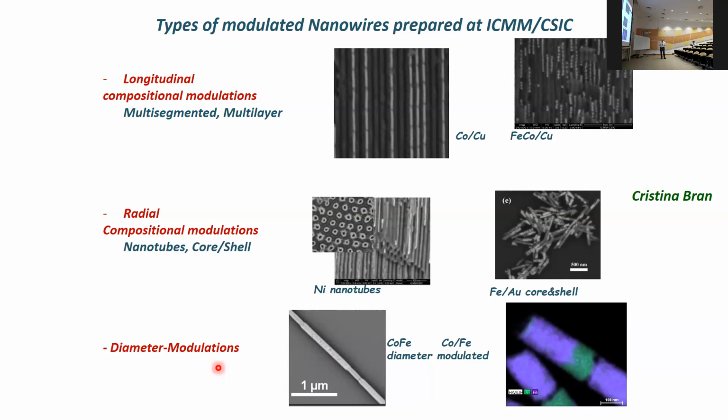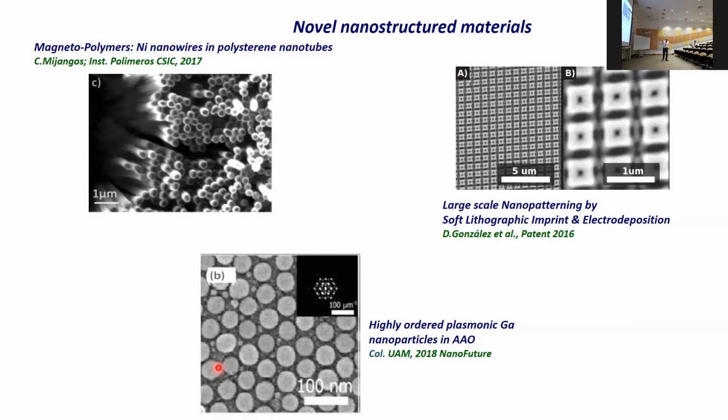Also, this electrochemical route has been used in collaboration with different groups to fabricate, for example, magnetopolymers. This is an example where we have nickel nanowires in polystyrene nanotubes. Also, we have been able to fabricate large-scale nanopatterned structures by soft lithography imprint plus electrodeposition. Or also, in another type of work with another group, we have prepared highly ordered plasmonic gallium nanoparticles in these alumina membranes, in the upper part of the membranes.